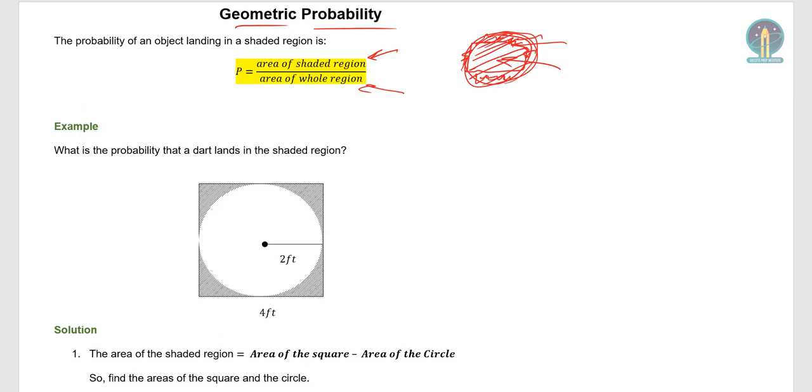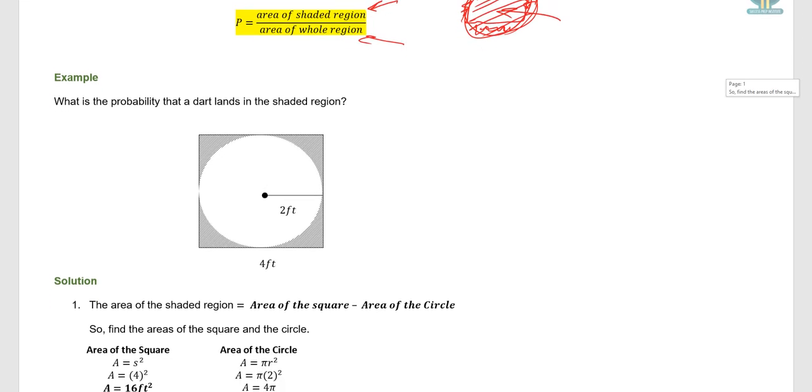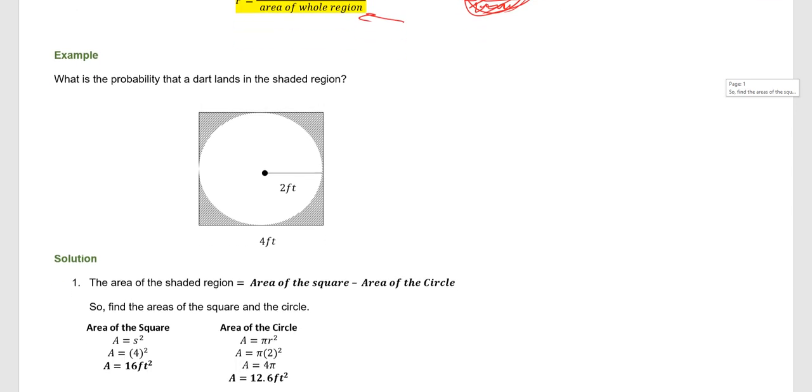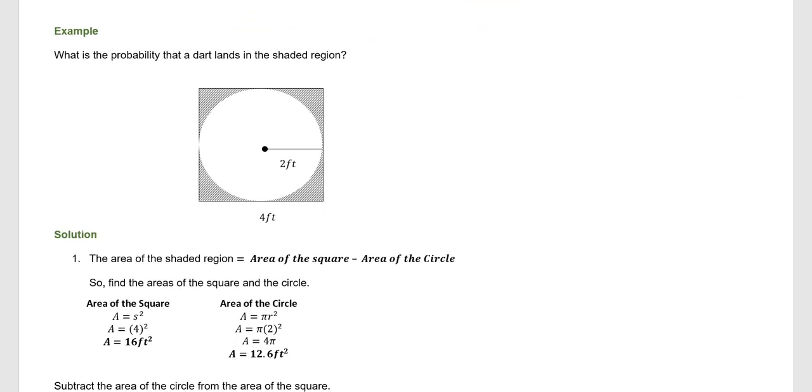So let's look at an example of how we would determine these areas to get the probability. What is the probability that a dart lands in the shaded region in this shape, which is a square with an inscribed circle inside of it? The circle has radius 2 feet. Each side of the square is 4 feet. Again, the probability is the area of the shaded region divided by the area of the total region.